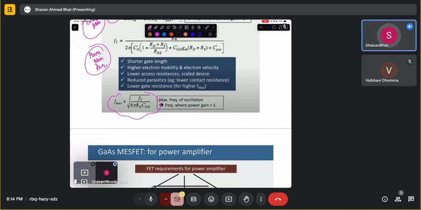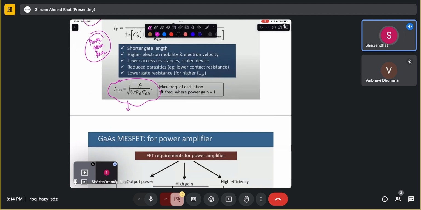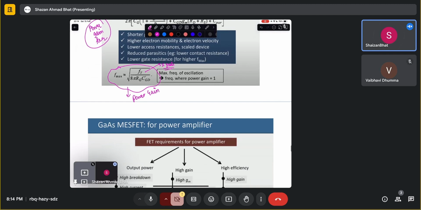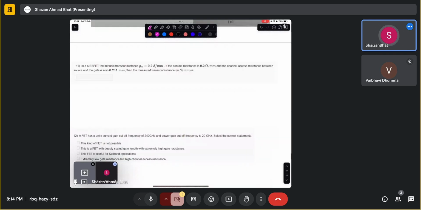And this particular relation is important between the power gain frequency and the current gain frequency. This is the current gain frequency, and obviously you see that F max is going to be less than Ft, because there is a factor of this particular thing. That means it depends upon the gate resistance, it depends upon gate to drain capacitances. Okay, so that might be one of the questions.